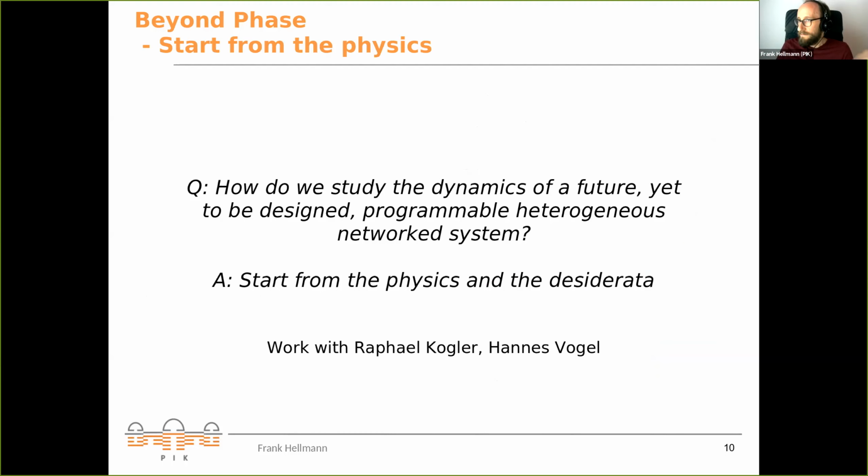And the answer that we are proposing right now is to start from the physics and the desiderata, and using this approach of physics and desiderata, derive hopefully a reasonable parametrized normal form of power grid actors. This is work done with Raphael Kogler and also based in part on the insights gained in a bachelor thesis by Hannes Vogel last year. So let's get right to it.